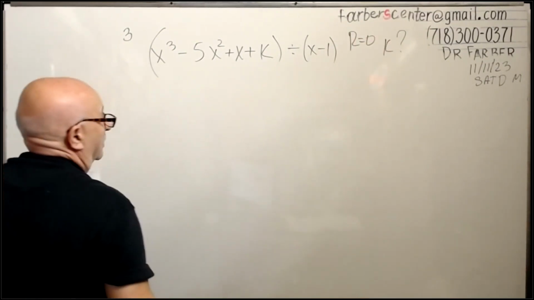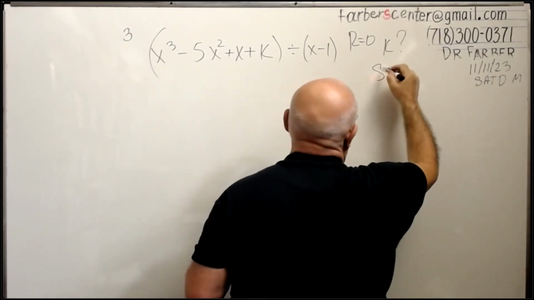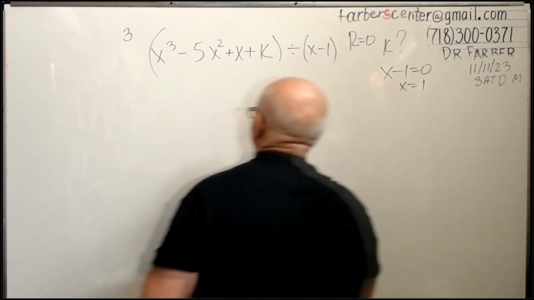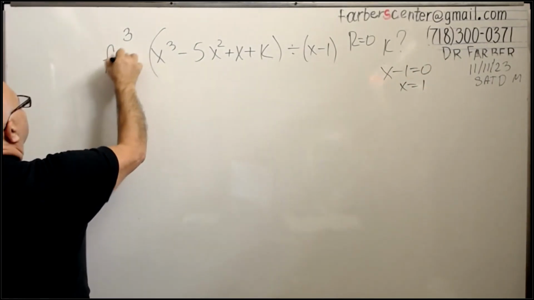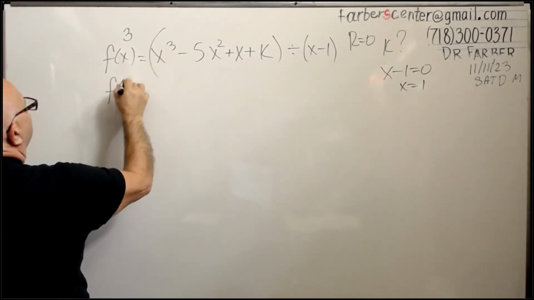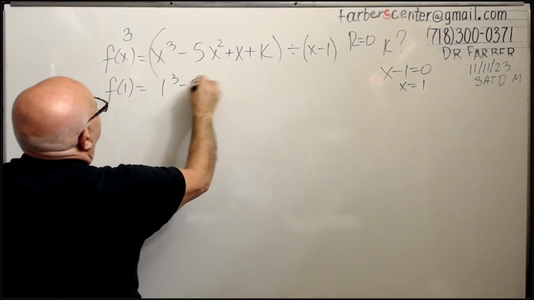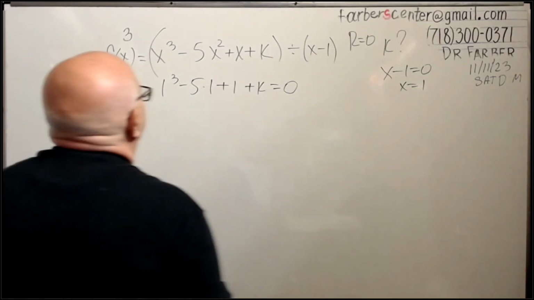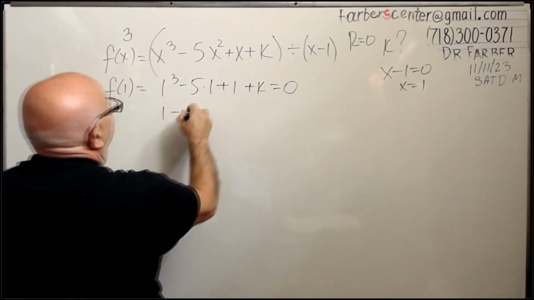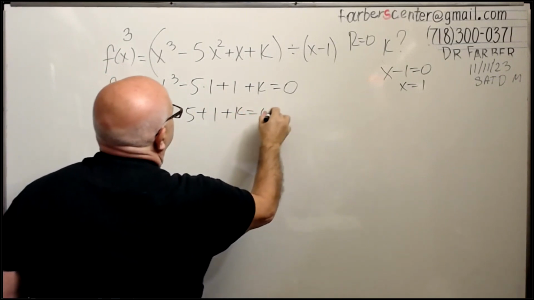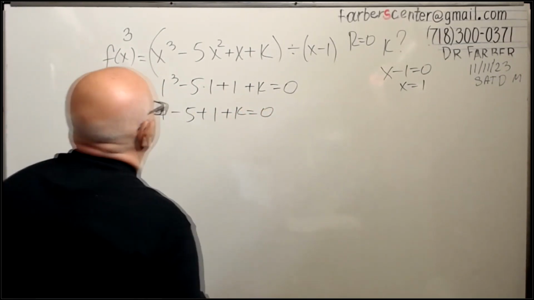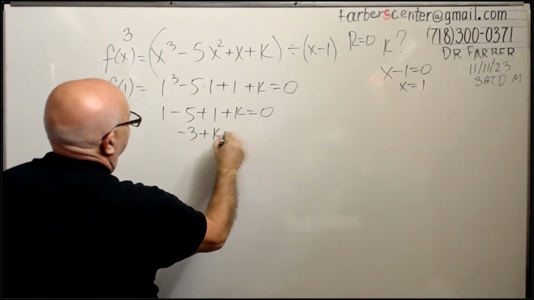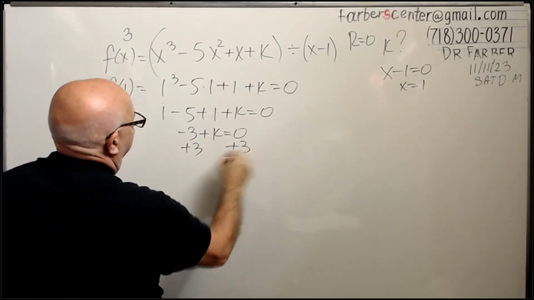Well, set up x minus 1 equals 0, x equals 1. So this is f of x. F of 1: 1 to the third minus 5 times 1 plus 1 plus k, and this equals 0. Or 1 minus 5 plus 1 plus k equals 0. They ask you to find k. Negative 5 plus 2 is negative 3, plus k equals 0. Plus 3 on both sides, k equals 3.